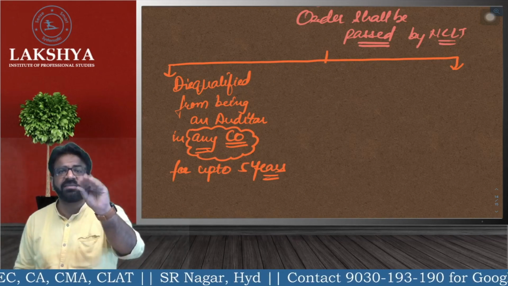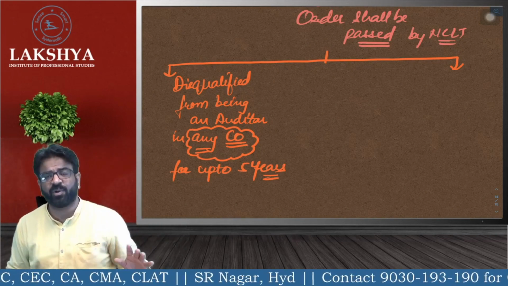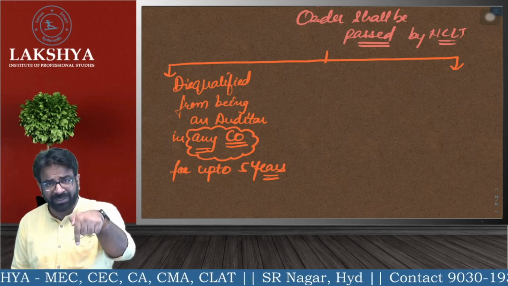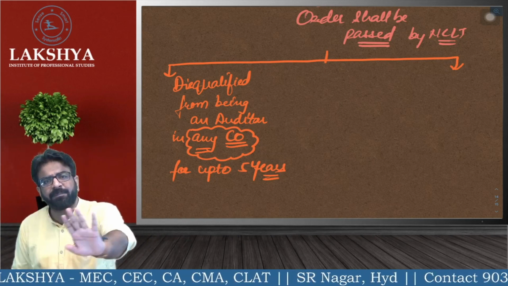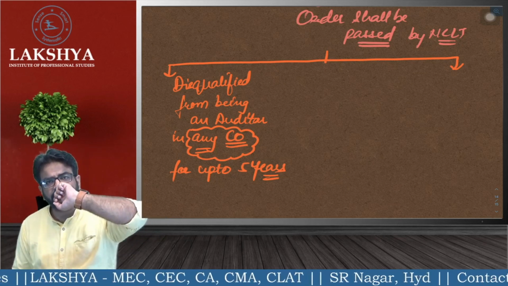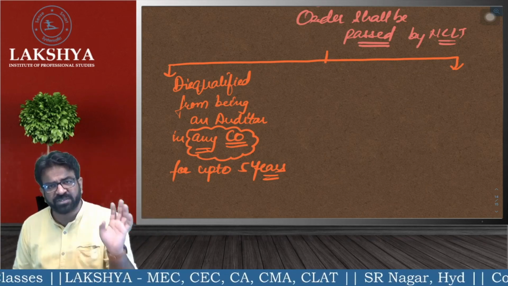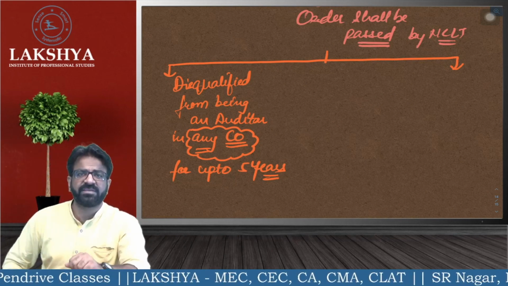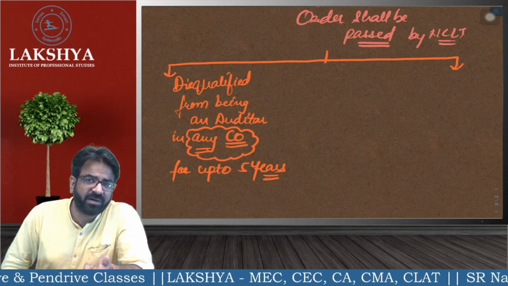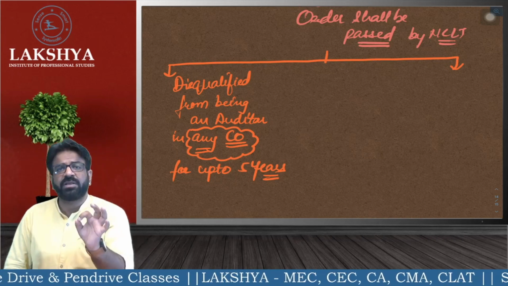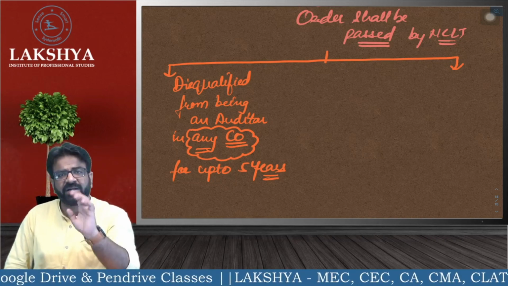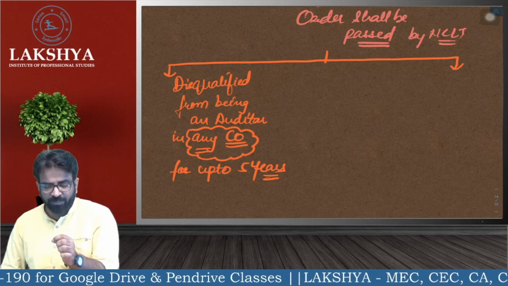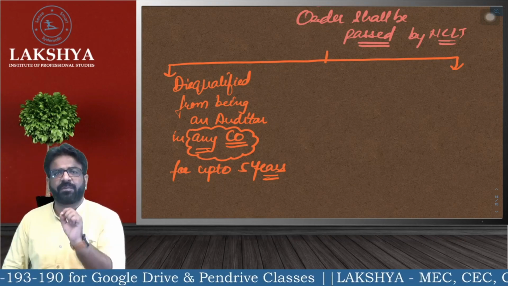5 years. A 5-year ban can be imposed on you. You may be disqualified from being an auditor not in that company only, but in any company. Complete ban, complete suspension. Up to how many years? 5 years. That is the power of NCLT, with or without giving the opportunity of being heard. Everyone clear or not? So you will be disqualified from being an auditor in any company for up to how many years?